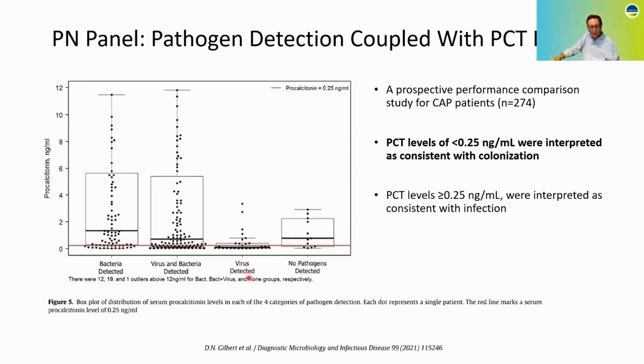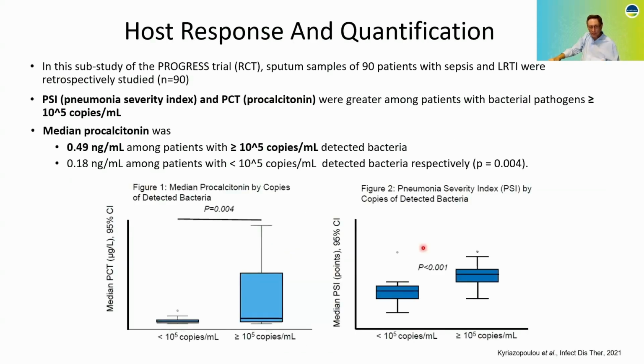You can see it worked very nicely because in the viral area where viruses were detected only, the procalcitonin levels were very low. So it helps differentiate. And then this very nice study that came out in 2021 looks again at those copies correlating with the median procalcitonin level. So the higher the procalcitonin level, the higher the copies were by the molecular study.